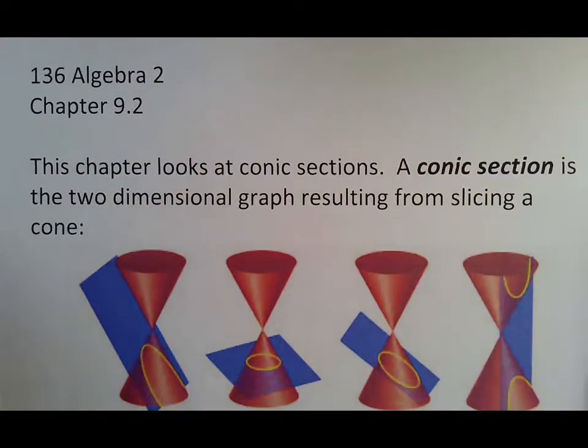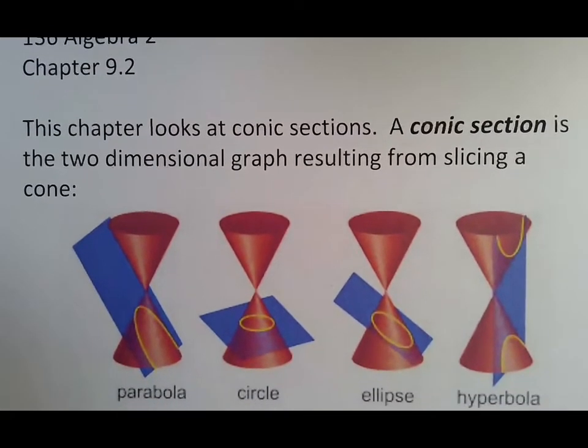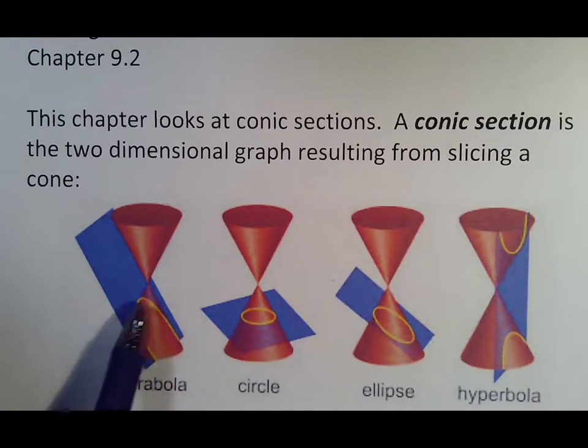Chapter 9.2 is about parabolas, or actually all about parabolas, but the whole chapter itself looks at conic sections. A conic section is the two-dimensional graph resulting from slicing a cone. So you have this dual cone, I don't know what you would call it, but pretty much if you took a sheet of paper or something to slice and went across this way, you get a shape that looks like this, which is a parabola.